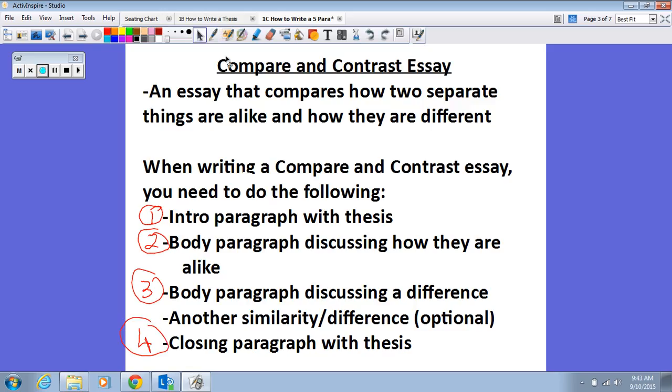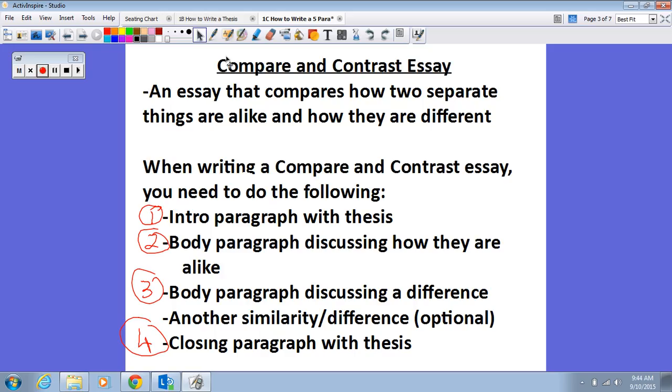So what a compare and contrast essay might be, I'm going to ask you to compare and contrast two religions. So Roman Catholicism and Greek Orthodox Christianity, for example. So you would be wanting to talk about a way that they're alike and a way that they're different. So in your thesis statement, you might say Roman Catholic Church and the Greek Orthodox Church are alike because of this, and they're different because of this. That might be a thesis statement.